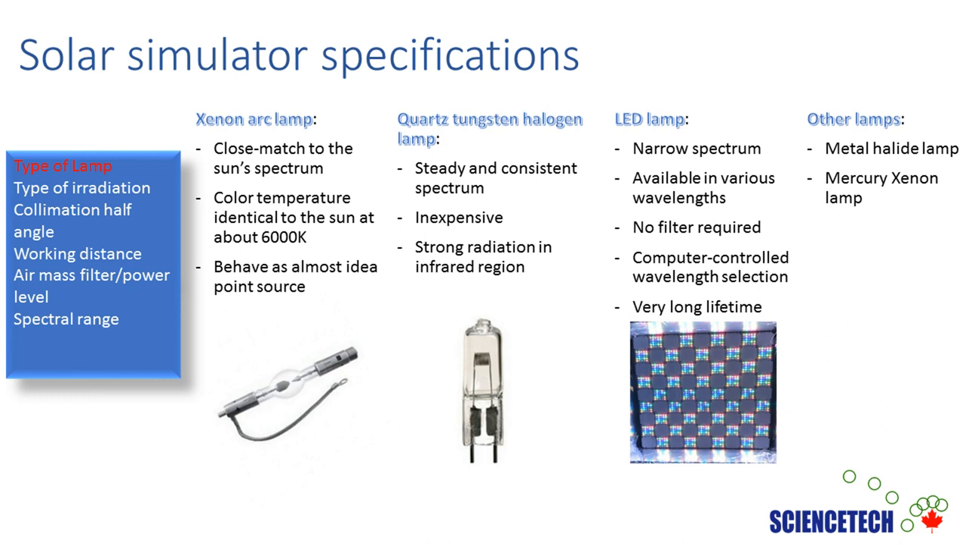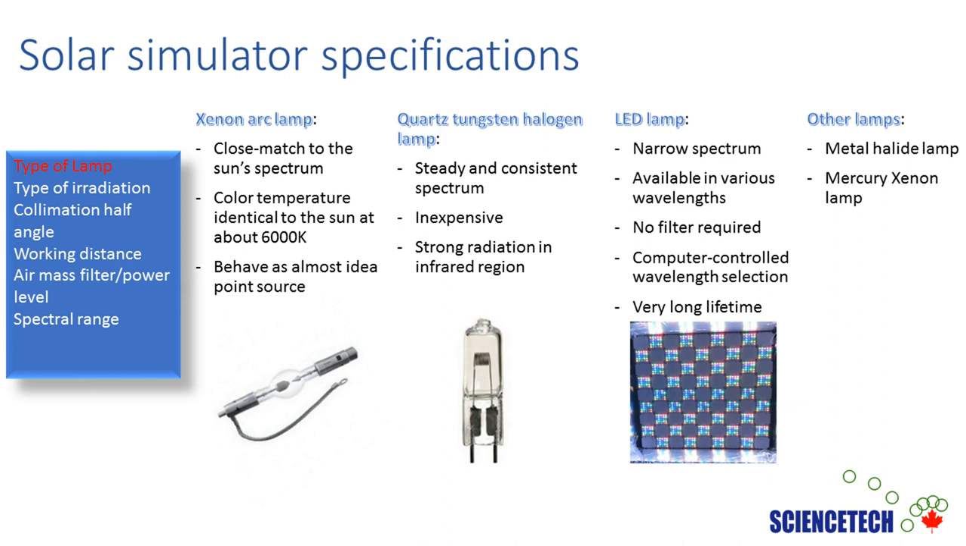Another possibility for solar simulators are QTH, or quartz tungsten halogen lamps. They produce a very steady beam output, strong infrared radiation, and are relatively inexpensive, which makes them popular light sources for infrared solar simulators. There are other light sources which can be used for solar simulation, such as metal halide lamps, mercury xenon lamps, and LEDs.